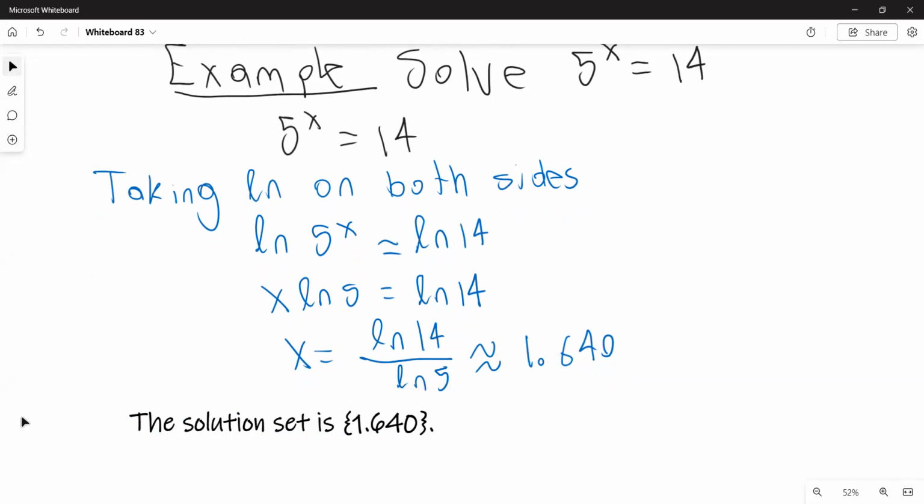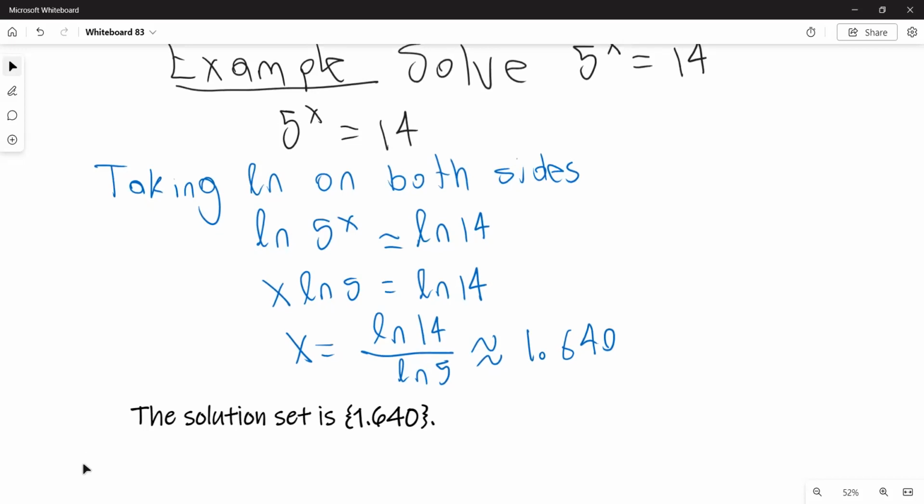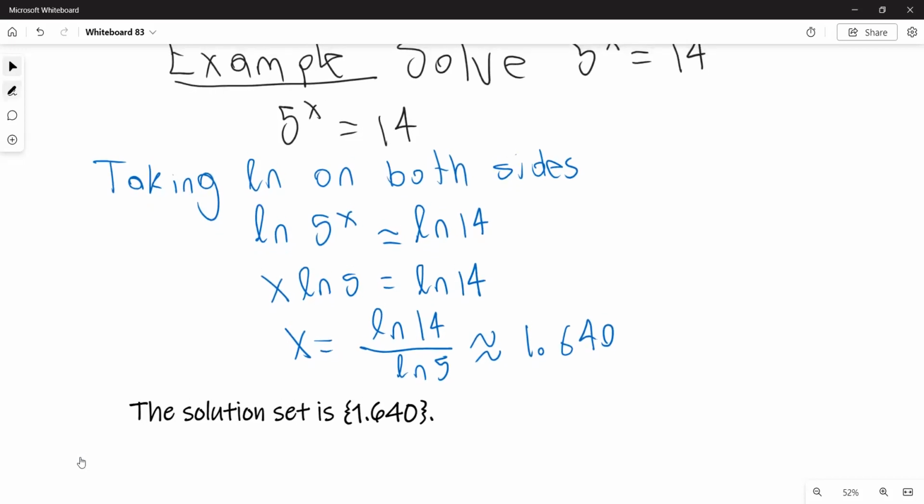Okay, second example. We're going to solve another exponential equation that we cannot solve by using the definition of a logarithm. If I had something like 5 to the x equals 25 or 125, that would have been easier because we can use the one-to-one property, and 5 cubed is 125. But that wasn't the case in the last problem. So, next example.